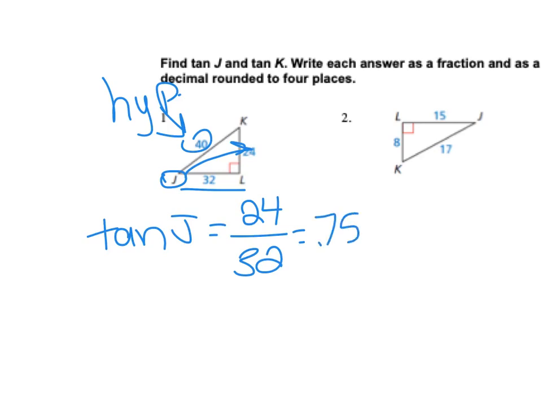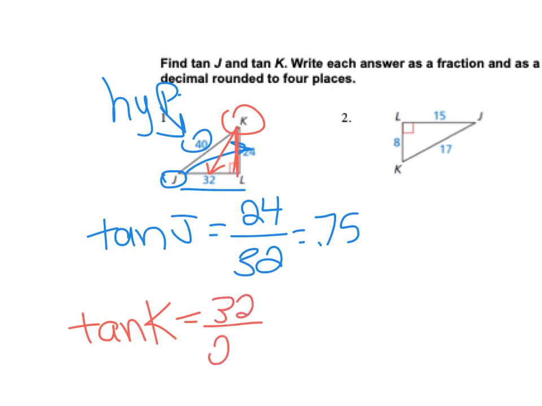Then we're going to look at angle K. Here's angle K. If we want the tangent of angle K, we have opposite. The opposite of it is 32. Adjacent is this side here, which is 24. If we put it in our calculator and divide that out, we get 1.333 repeating, but we always say we're going to go 4 places past, so we'd have 1.3333.